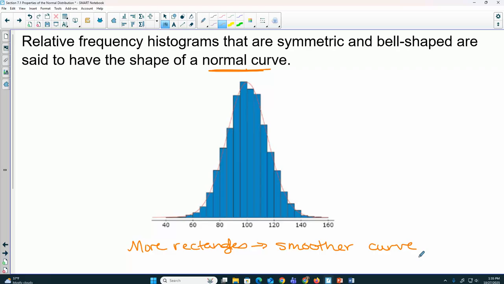I mean, we've talked about that before, like the more trials we have, the closer it gets to our expected value. The normal curve has a lot of important properties, and we will be focusing on those a lot tomorrow.